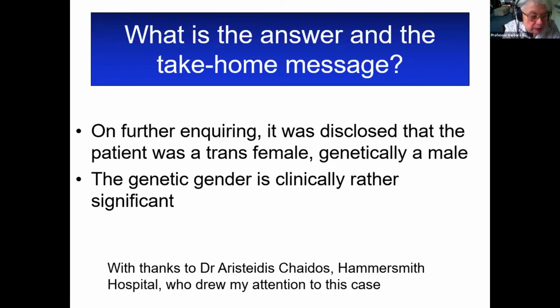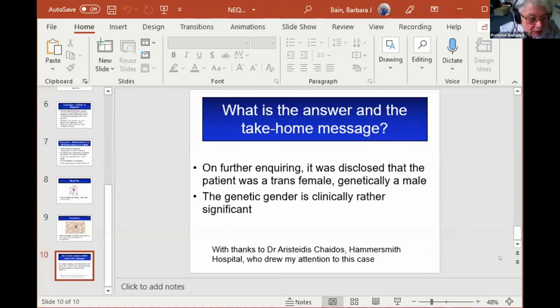So if patients want to alter their gender, it can be quite confusing to the laboratory if you don't know what the person is genetically. So just be alert to all these curious causes of unusually severe hemolysis in a female due to G6PD deficiency. Thank you, and I shall pass on to the next speaker.